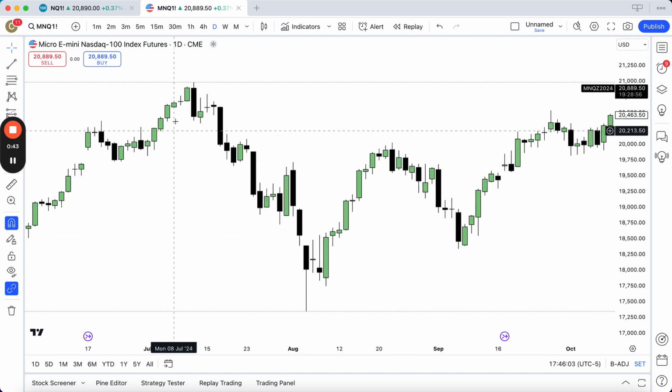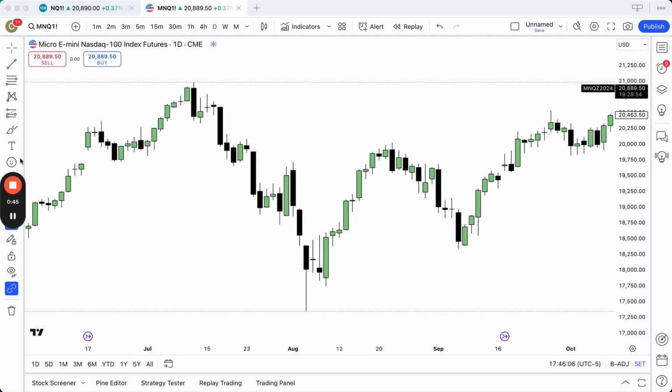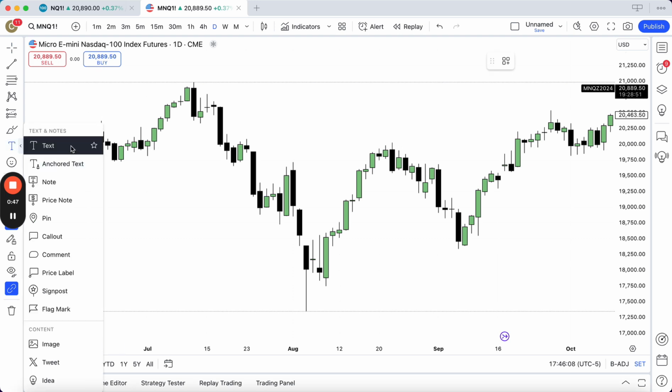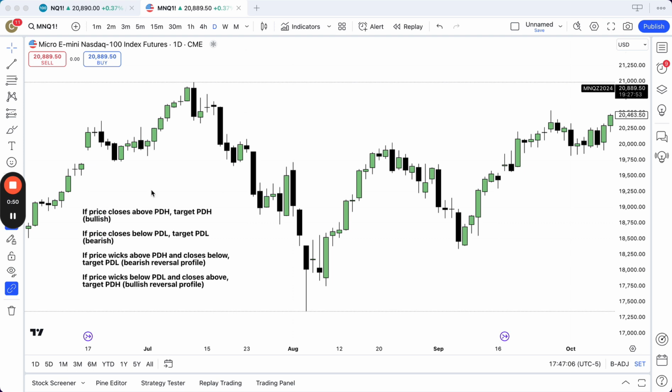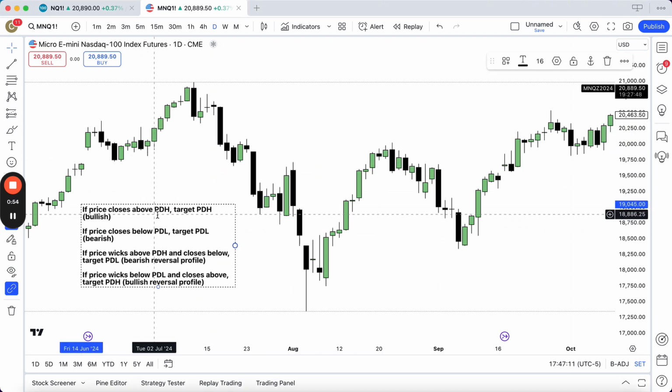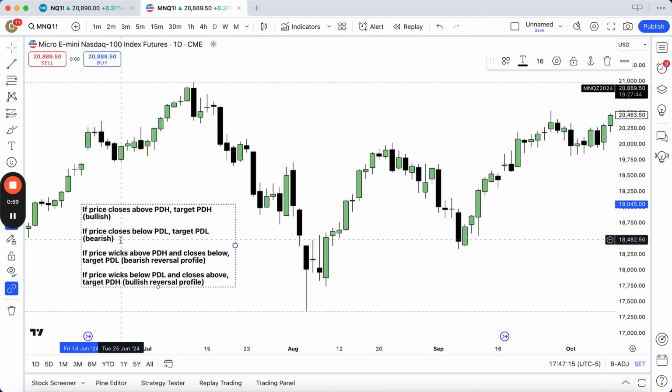Basically what I use for daily bias is previous day highs and previous day lows. Let me just write this out for you so you understand what I'm talking about. If price closes above previous day high, target previous day high, that's a bullish order flow. If price closes below previous day low, target previous day low, that's bearish order flow.